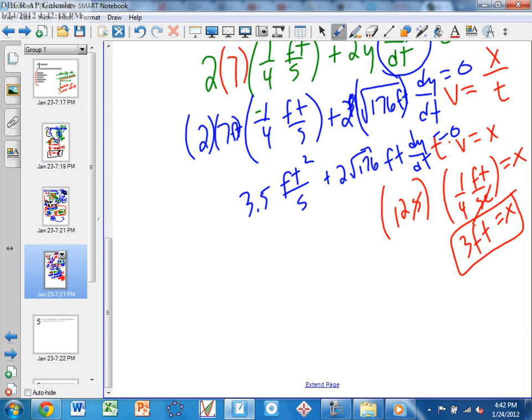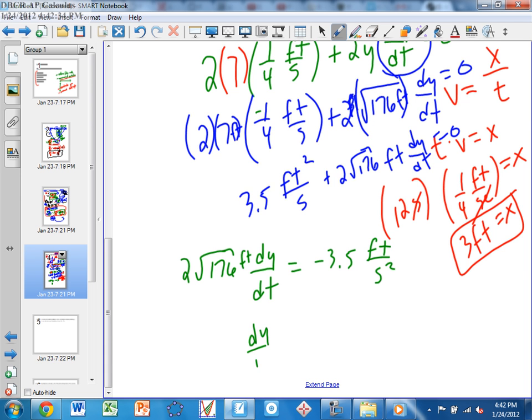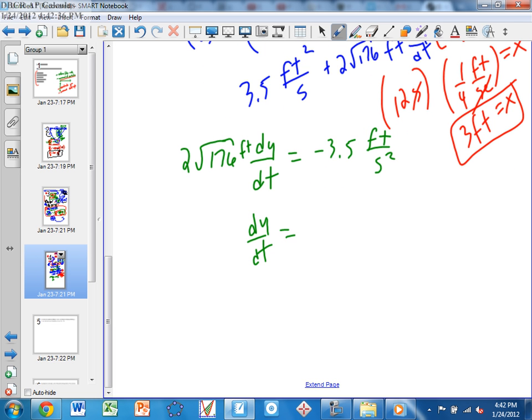So subtracting 3.5, we get 2 radical 176 dy/dt equals negative 3.5 feet per second squared. Dividing by 2 radical 176 feet, we get dy/dt equals negative 3.5 feet per second squared. Is it feet? No, feet squared per second. I'm so used to physics. Feet squared per second, all over 2 radical 176 feet.